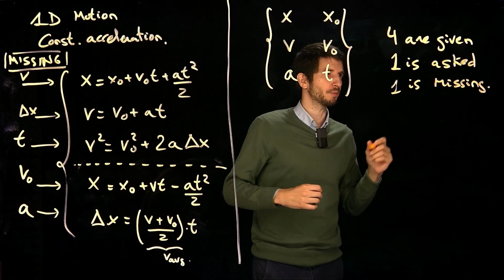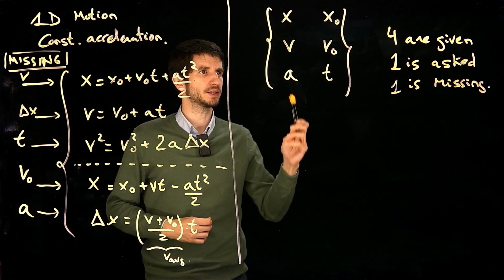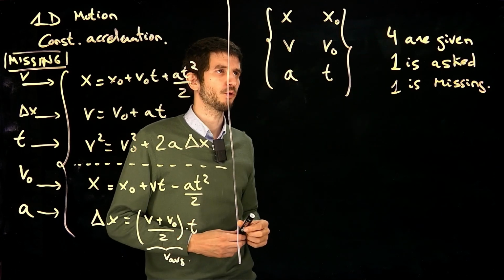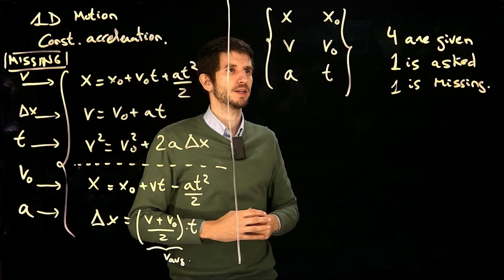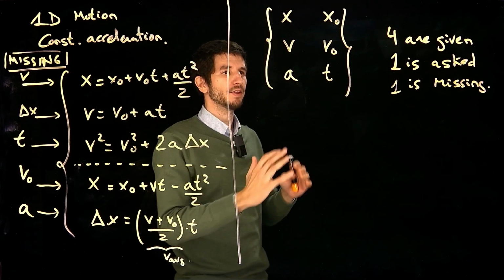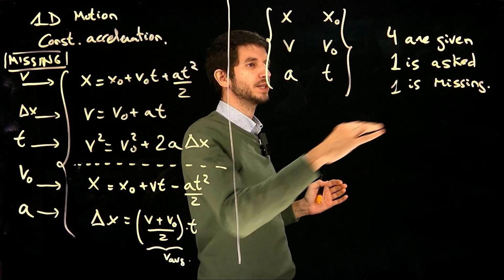It's important in every problem in kinematics that we start by writing first and foremost all the information that the problem gives us, which are the 4 of these variables that are given in the statement. Then we're going to identify which is the one that's being asked, and then therefore we know which one is the one that is missing in the information.